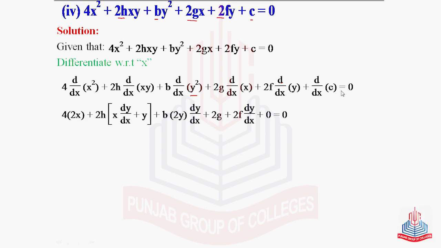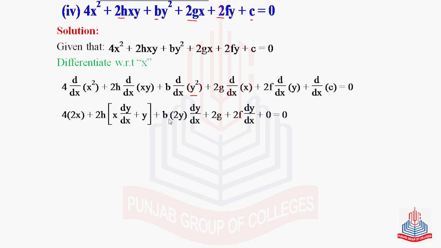Now our theorems will be used from here. 4 is the constant term, derivative of x square will be 2x. 2h is the constant term, derivative will apply on xy. Again the same thing which is in part number 3, part number 2, a derivative of xy. When we apply derivative, we will actually use our product theorem. So x will be as it is and derivative of y, that is dy by dx, plus y is as it is and derivative will apply on x which is 1.